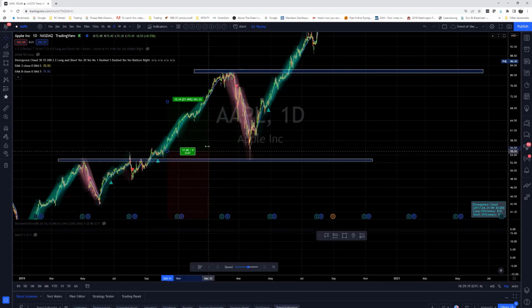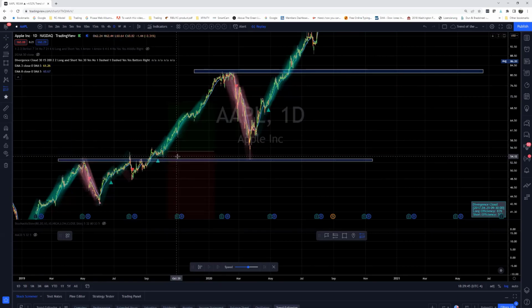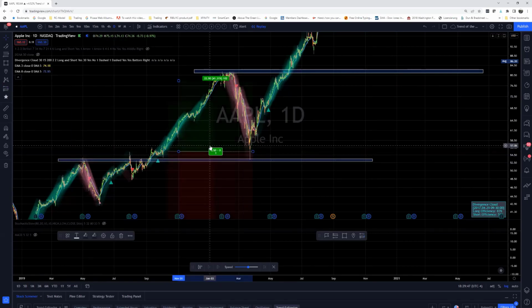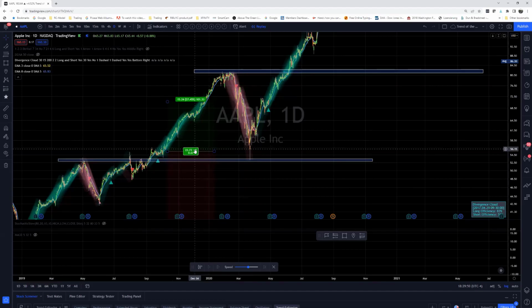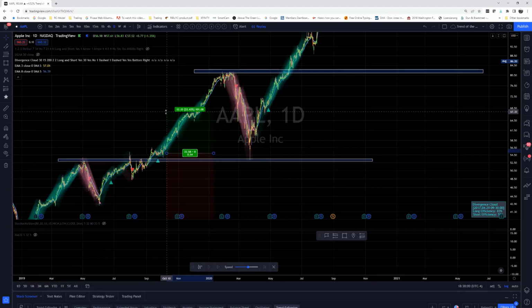Come on, TradingView, why don't you show it? Let me see if it's a long position. Yeah, it should show it, right? Why is it not showing it? I don't know. Anyway, you can use these tools here in order to see where your stop loss is and how far you should go in order to get at least a 2-to-1 ratio.